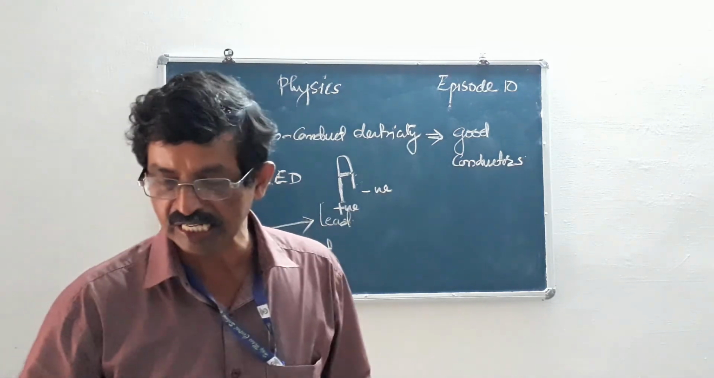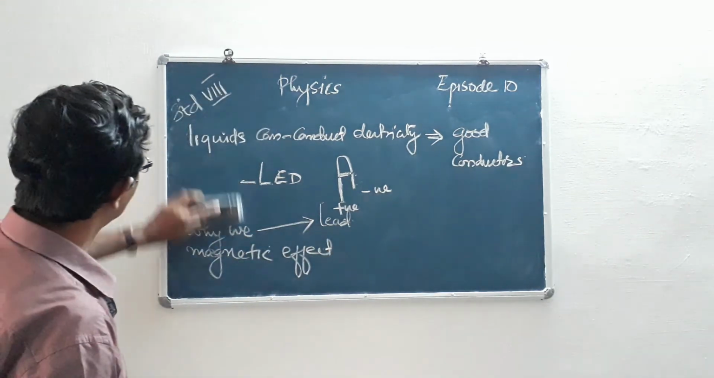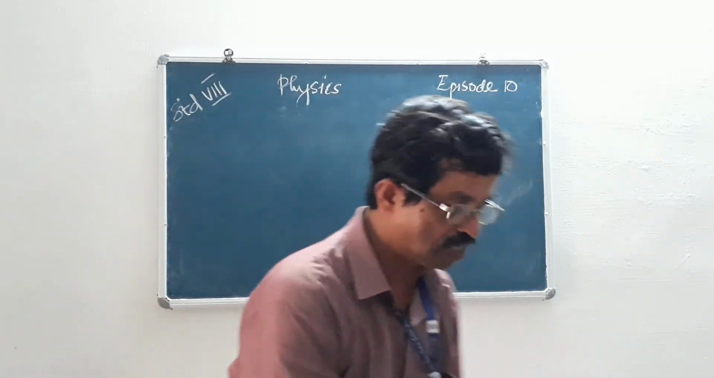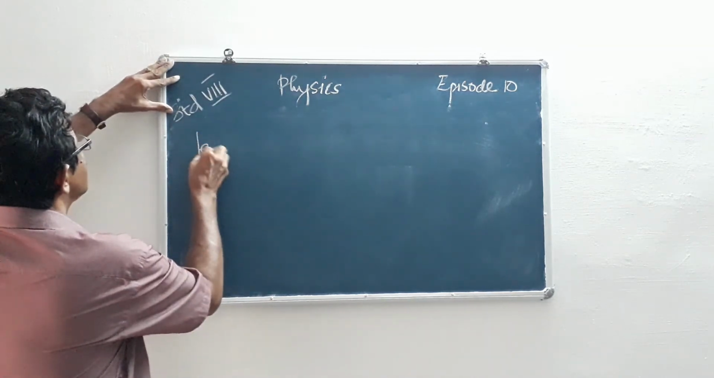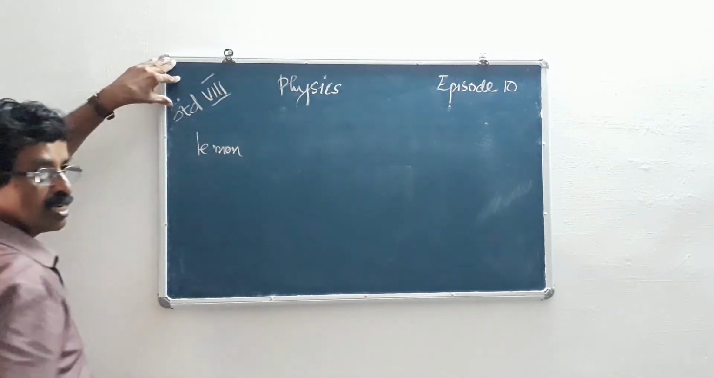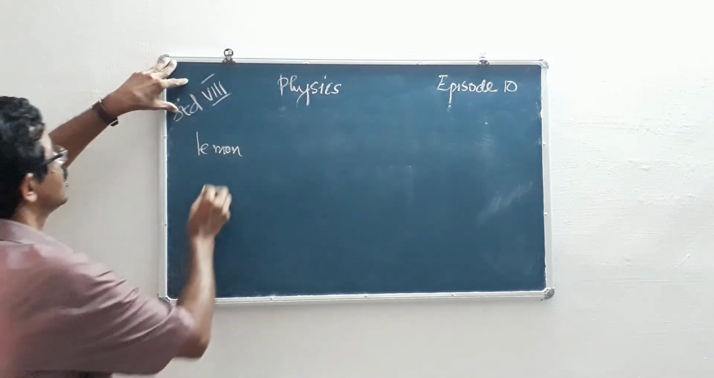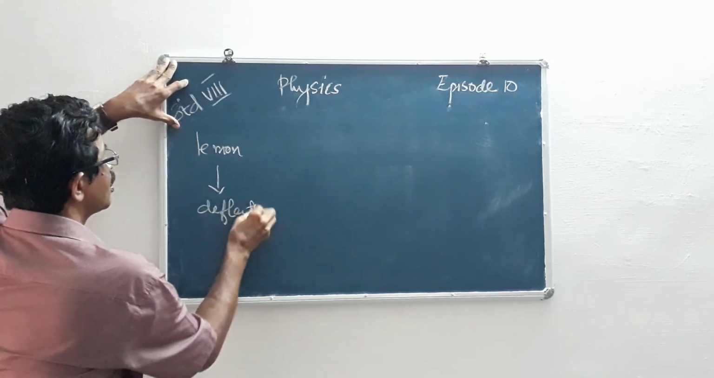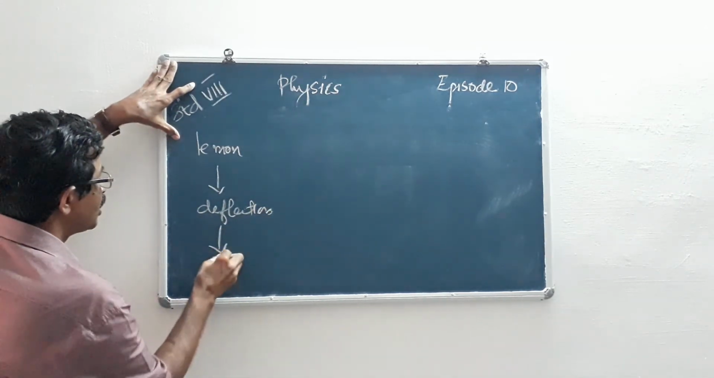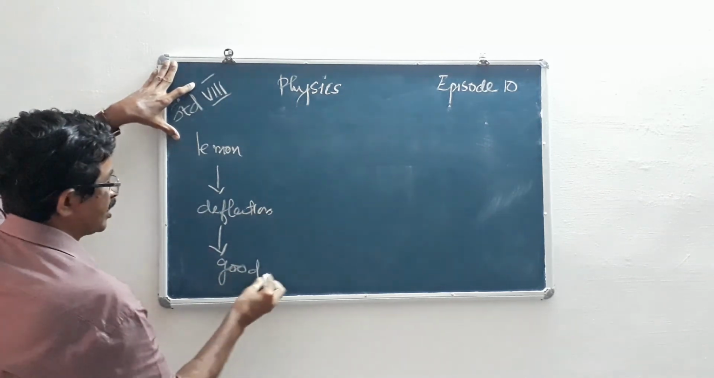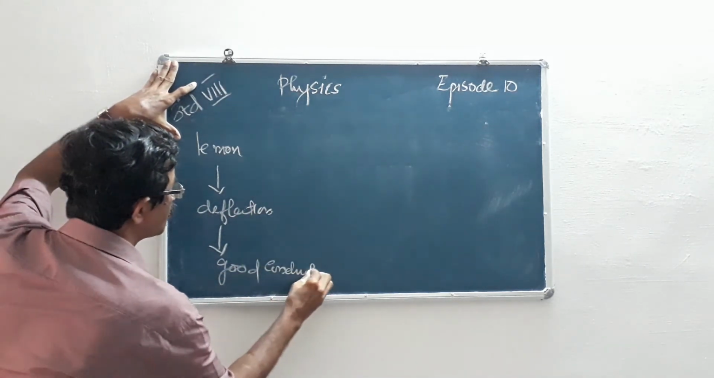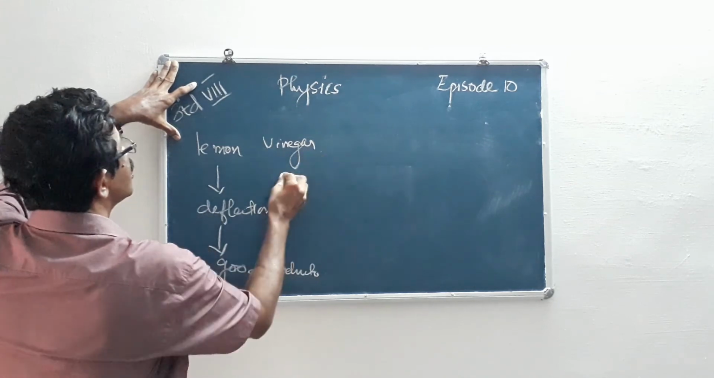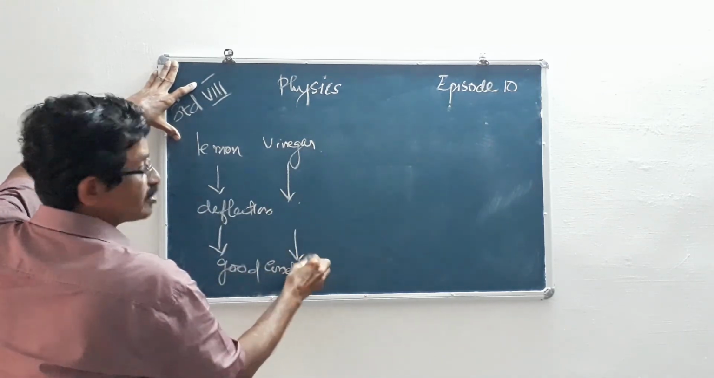Then, by using this tester, we check the conductivity of some liquids. Which are the liquids we found the conductivity of? Lemon juice: it conducts, that means here we can see deflection. So it is a good conductor. Then vinegar, deflection, good conductor.